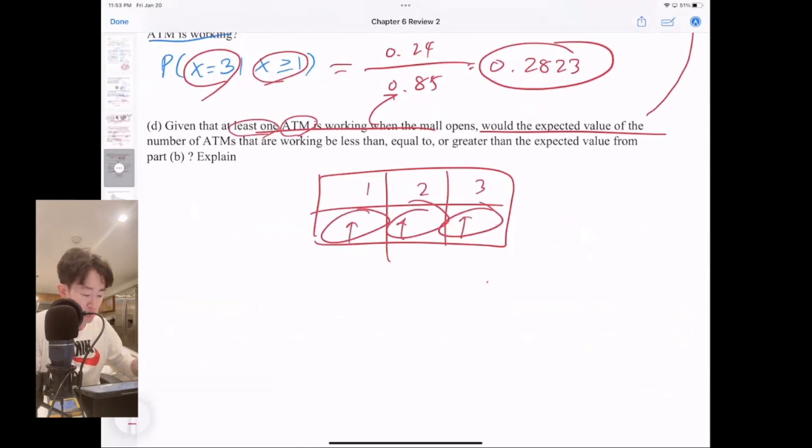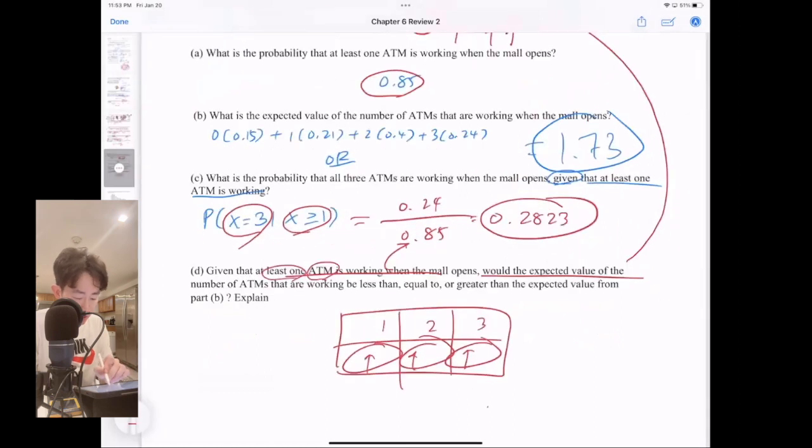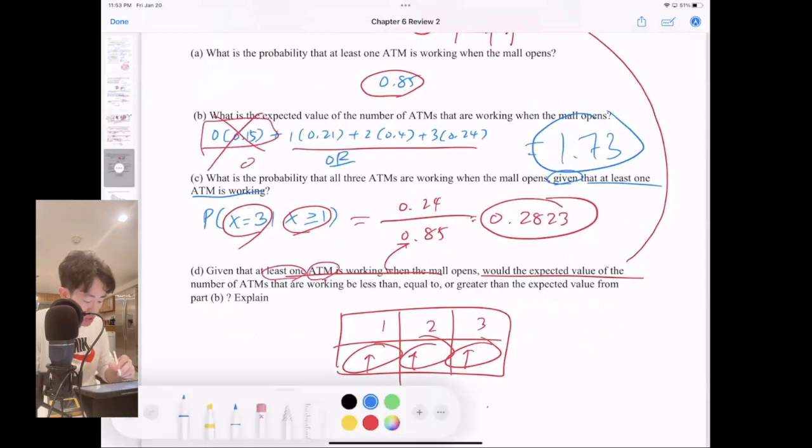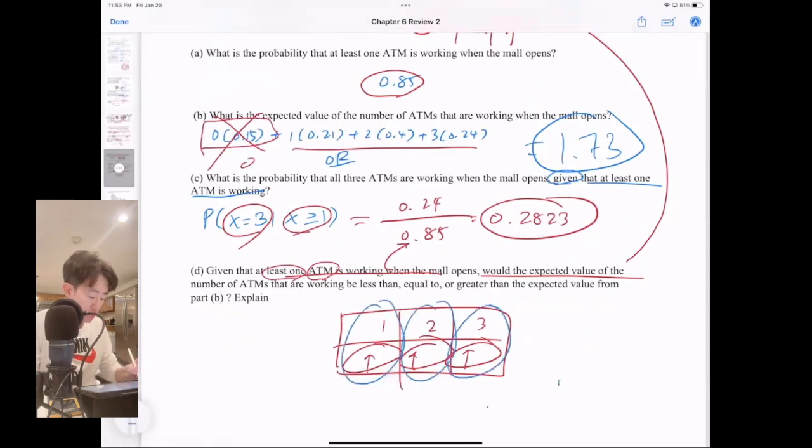What that means for us is that the expected value we found, notice how this one just gave you straight up 0, and you're really just adding the 1, 2, and 3 values. Now, you're still going to use the 1, 2, 3 values to find the expected value for part D. But like I said, these probabilities will be very different from the ones in the table because they all have to increase to accommodate the missing 0.15.